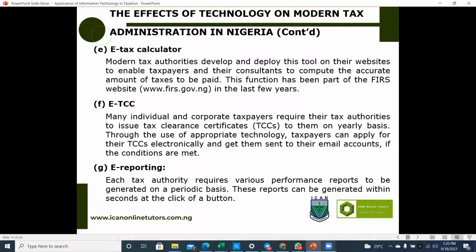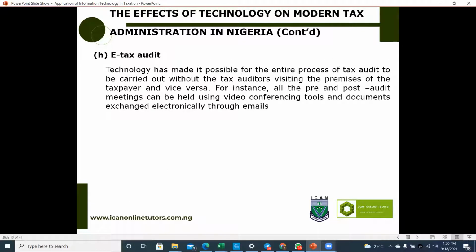getting your tax clearance. But now, with the deployment of information technology, you can apply for your tax clearance certificate online. Necessary documents may be provided online, and you can download your tax clearance certificate online as well. We have e-reporting. Each tax authority requires various performance reports to be generated on a periodic basis. These reports can be generated within seconds at the click of a button.